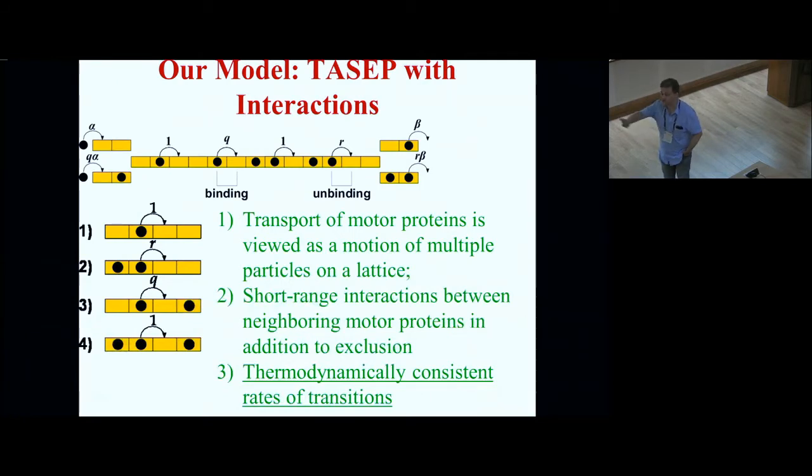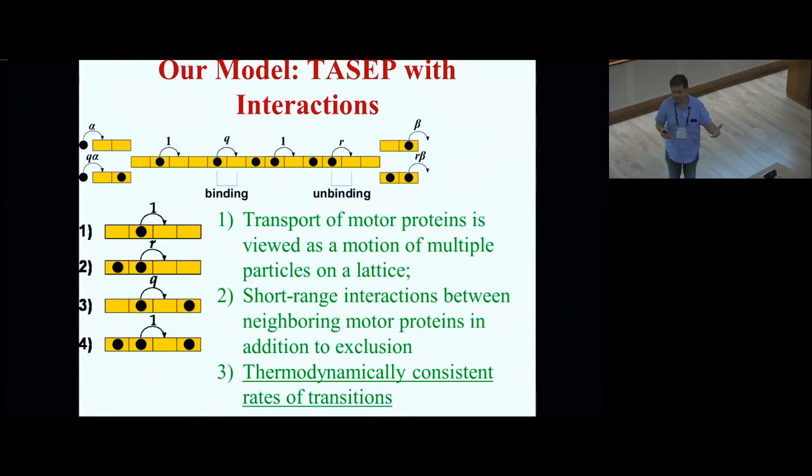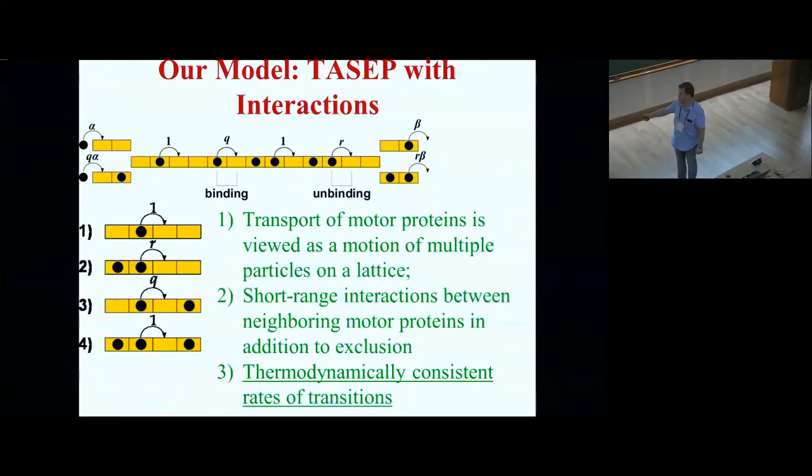So far these are the simplest things, nothing specific. The only thing is that this Q and R are not equal to one. Now, people actually looked at this interaction in the context of symmetric exclusion. The difference is that we're doing this in a so-called thermodynamically consistent way.